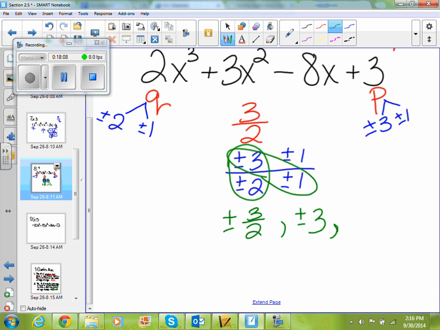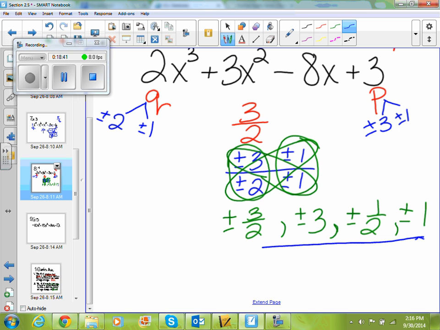Then if I keep grouping, if I group 1 and 2, I end up with positive or negative 1 over 2 as my third set of options. And lastly, if I group 1 and 1, I end up with positive or negative 1 divided by 1, which is 1. So these are my options. And if we notice, we have 2, 4, 6, 8 different options for my zeros. That's not necessarily very helpful for us, but it does at least narrow it down from infinity to 8. So these are my possible options.